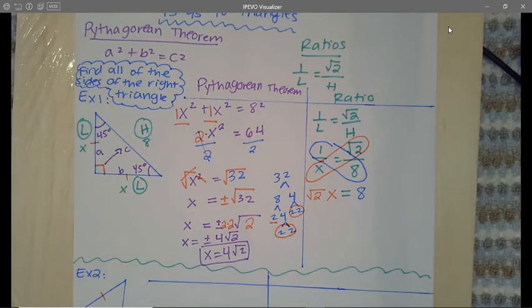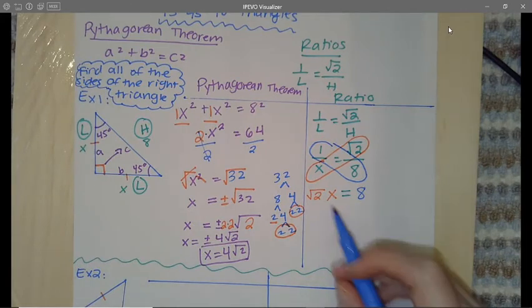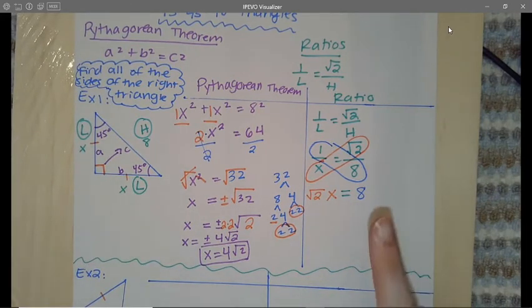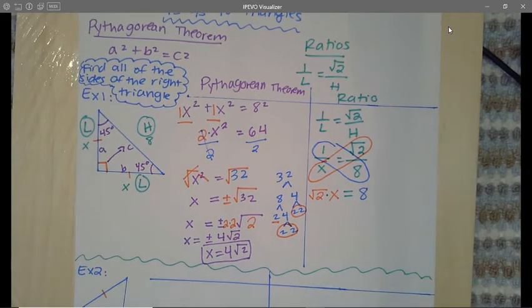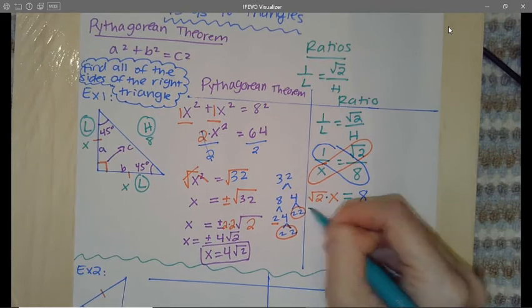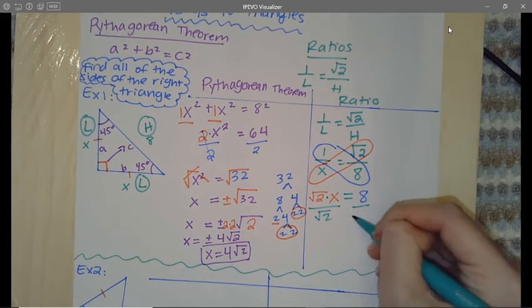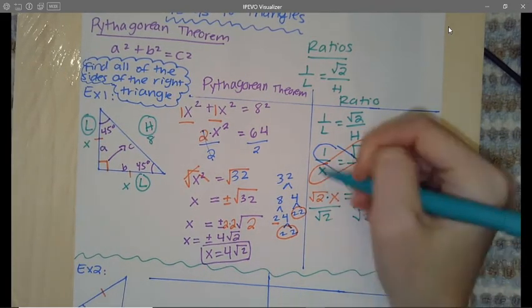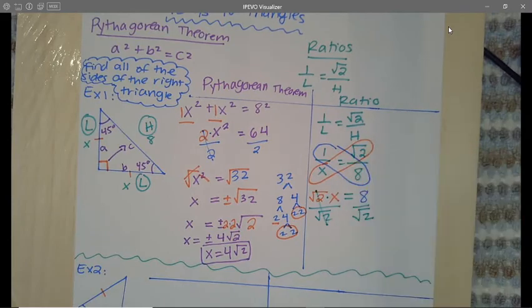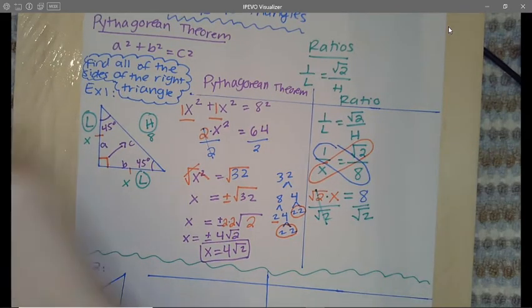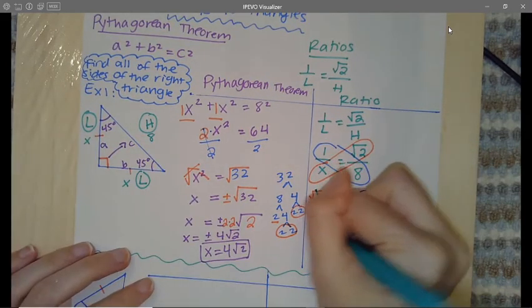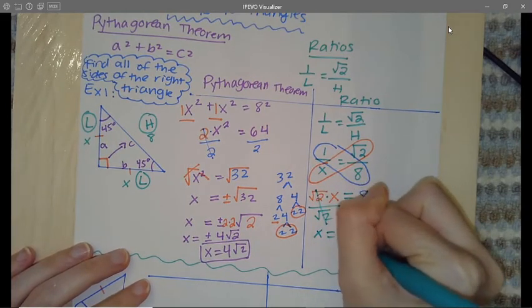And from here, I simply have to solve for x. So the root 2 and the x are secretly multiplying to each other right here. So the way that you move the root 2 to the other side is by dividing it on both sides. Root 2 divided by root 2 will cancel out, turn to 1. So we're left with x equals 8 over root 2.